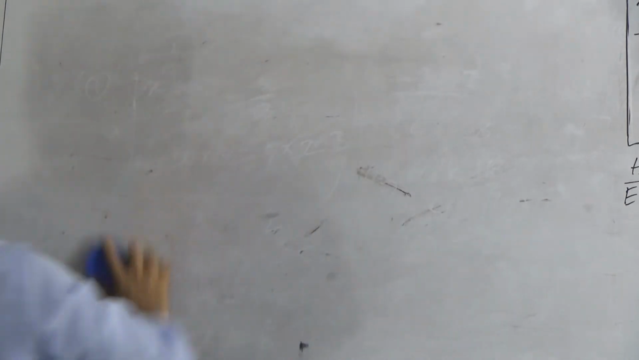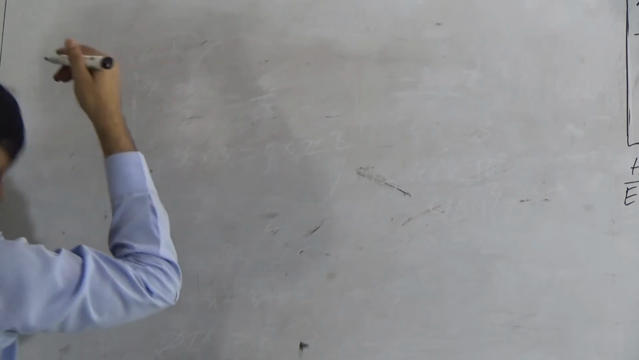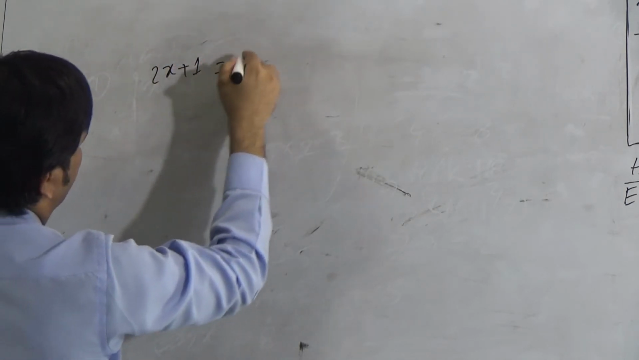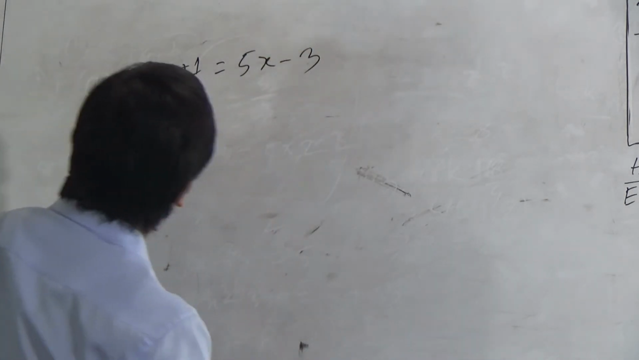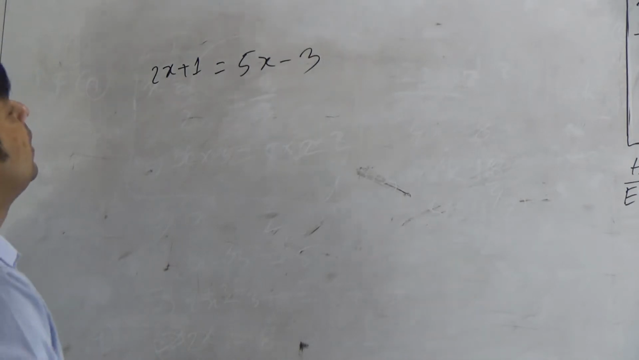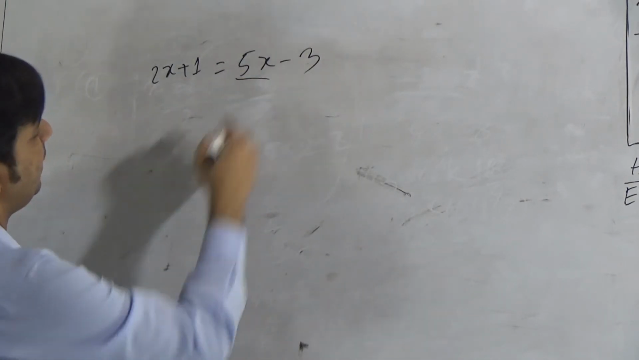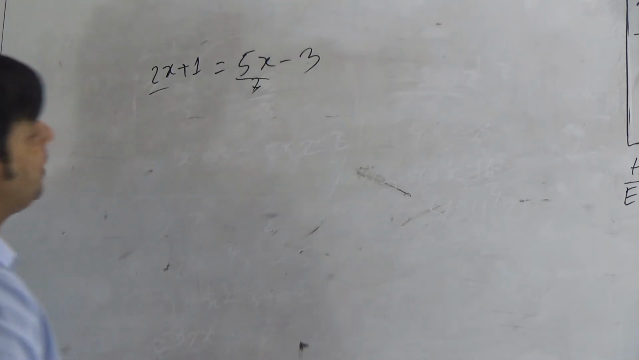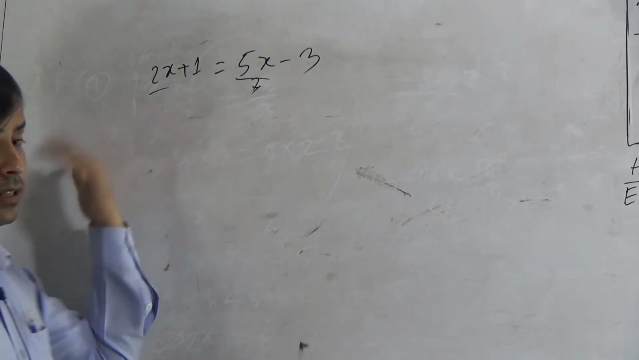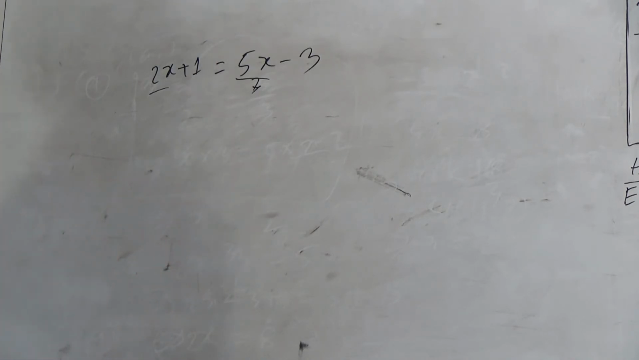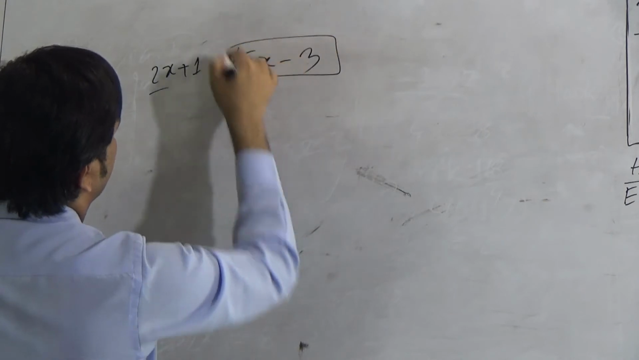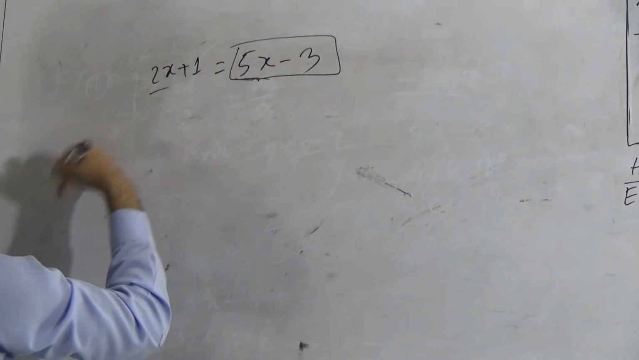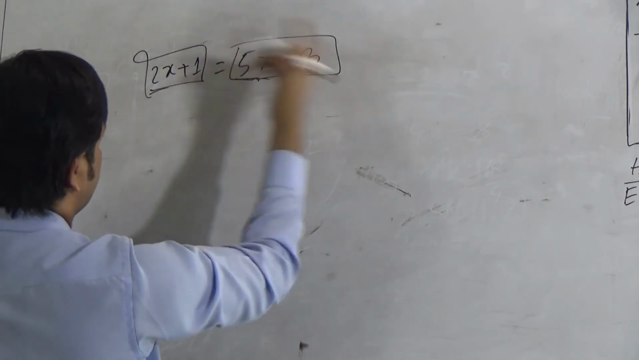So I will show the next law now. What is the next law? The next law is the law of symmetry. What is the law of symmetry? The law of symmetry means if I write an expression here, 2x plus 1 is equal to 5x minus 3. Now, 5x is larger than 2x, and when we solve the equation, generally we try to take the larger term including the variable on the left side. So I think we should take 5x minus 3 on the left side and 2x plus 1 on the right side.